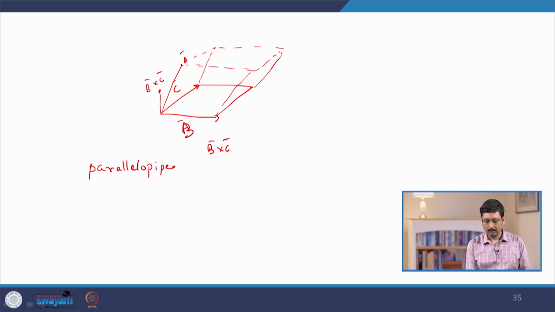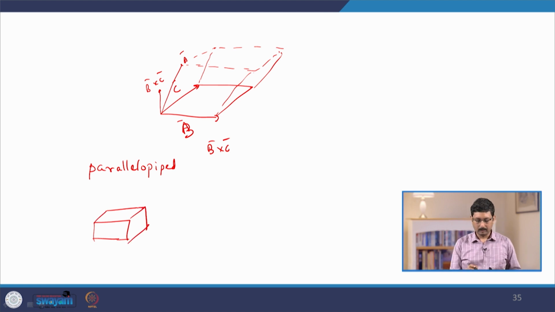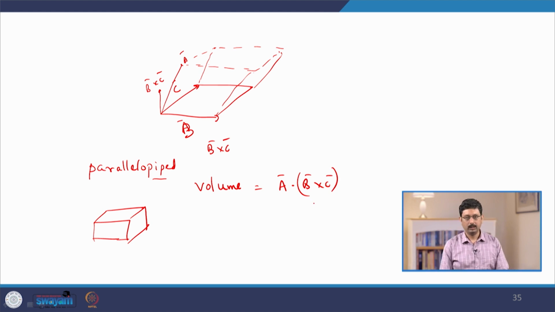So, if all of them are perpendicular to each other, then this will be like a block, like a brick. So, this is like a distorted brick. So, this distorted brick, the volume of this distorted brick is given by A dot B cross C. So, this is something I am stating without proving, but this is a kind of an use or practical application of the scalar triple product.